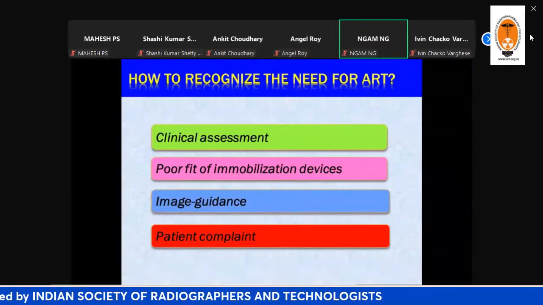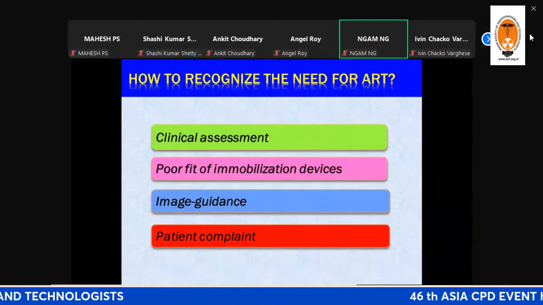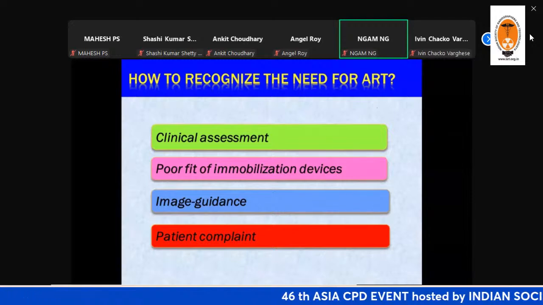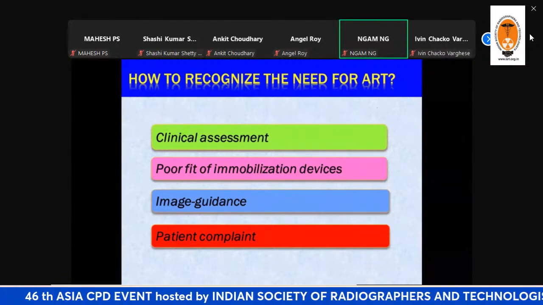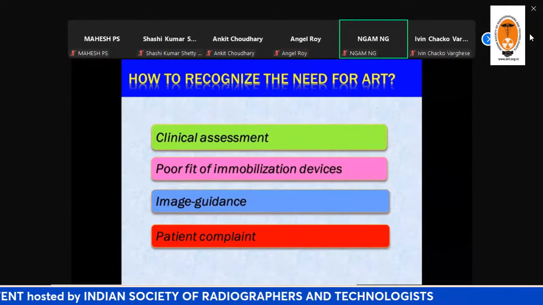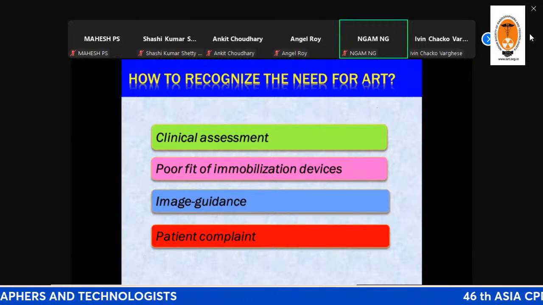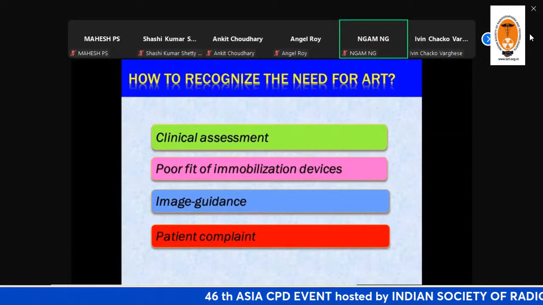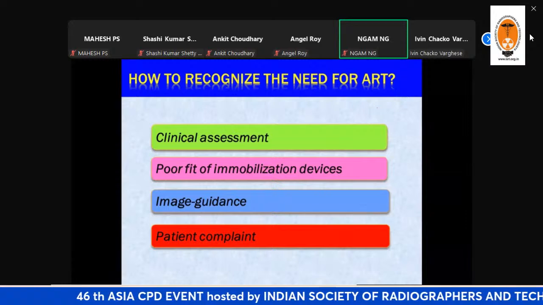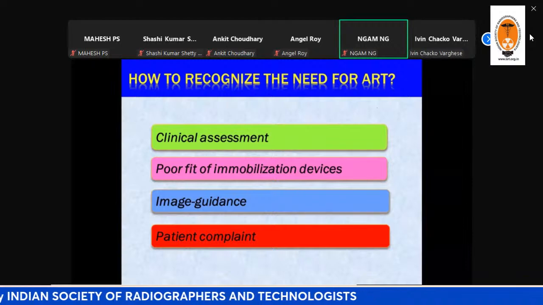So how do we recognize the need for adaptation at different levels? It can be at the clinical assessment. That means when a clinical review is done, we can see the patient's history from day one to what is happening with this patient. There could be loss of weight, shrinkage, or the patient is not comfortable. So the clinical assessment has to be done by the clinicians. Or there could be poor fit of the immobilization devices. The cast could be very tight or it could be loose. At that time we have to take a decision for the planning.